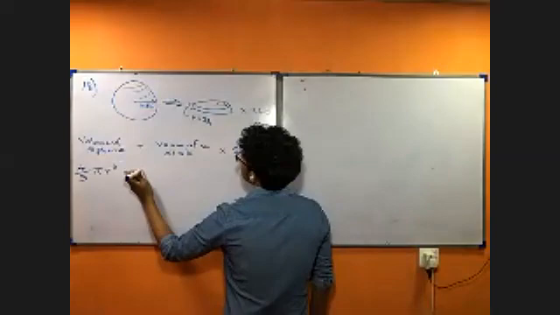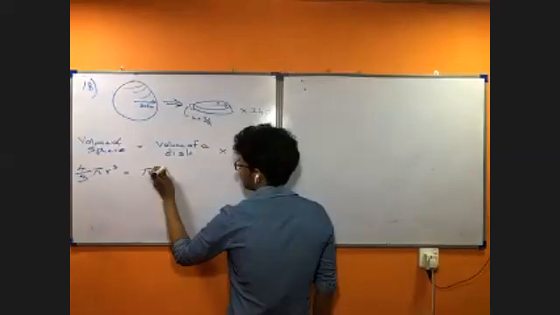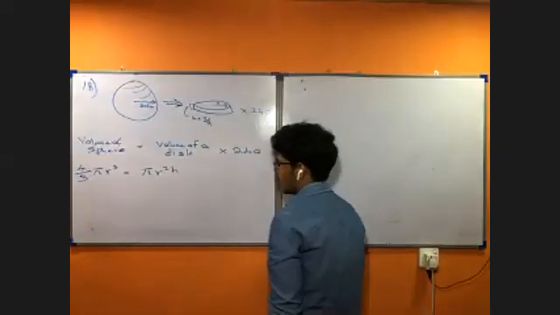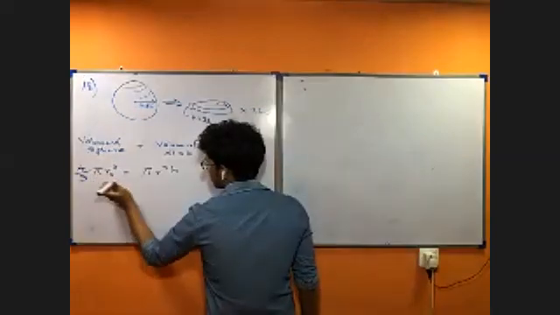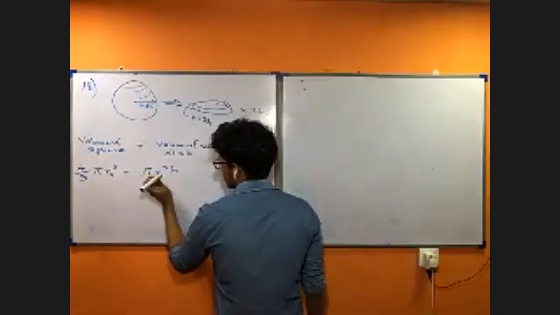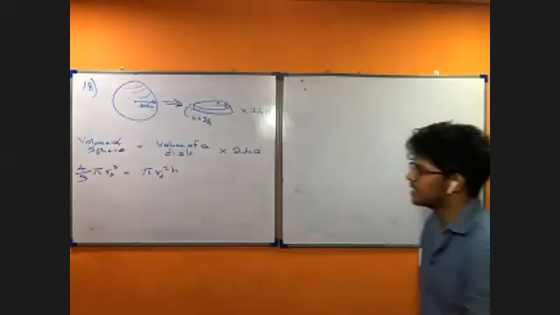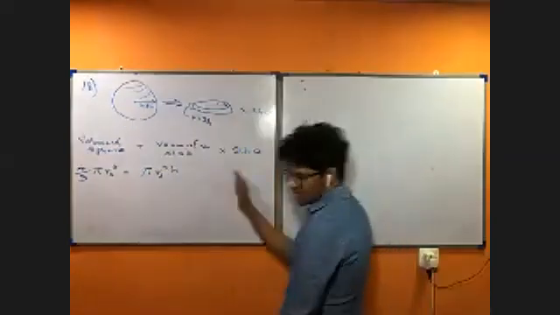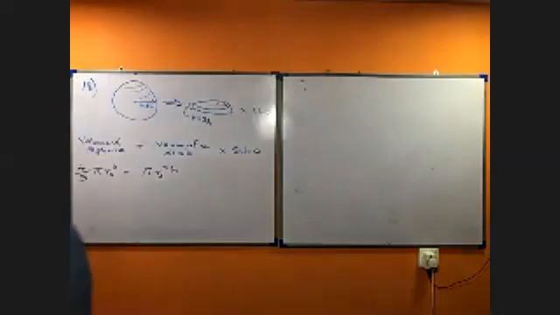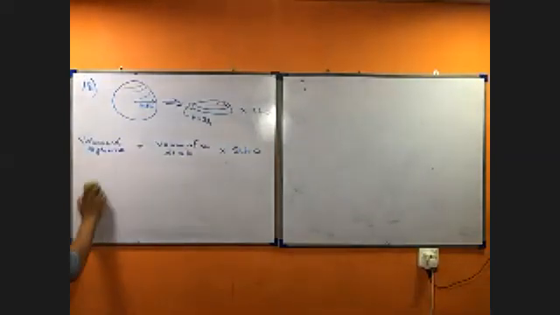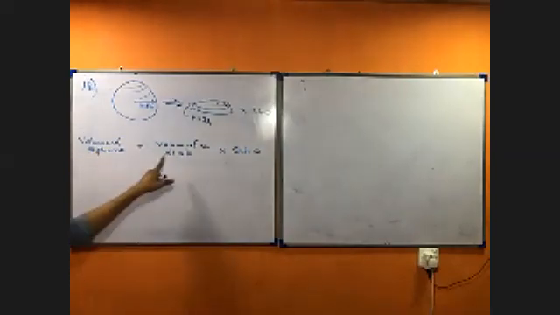Pi r squared h. This is the formula. Don't confuse. This is the sphere and this is the disk. Okay. So volume of the disk. Let me find them separately so that you won't get confused. So now I need to find the volume of a sphere. Then I need to find the volume of a disk, right?